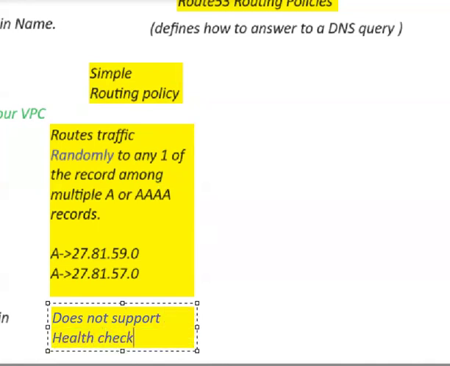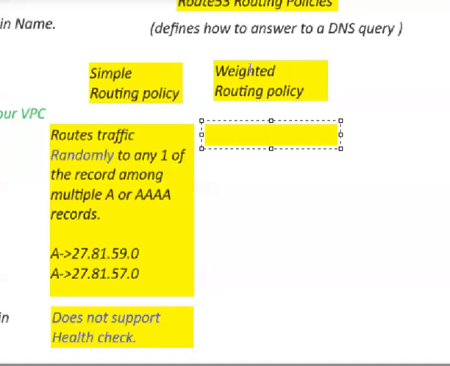So this is one of the important points that you need to consider while using the simple routing policy. When do you use this simple routing policy? Whenever you have multiple A records and you choose to route your traffic or DNS requests randomly among them, then you choose the simple routing policy. Once again, I am telling you, it does not support health checks.